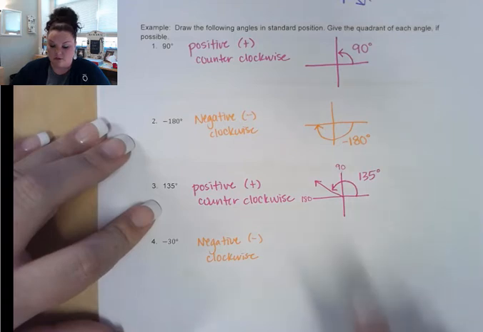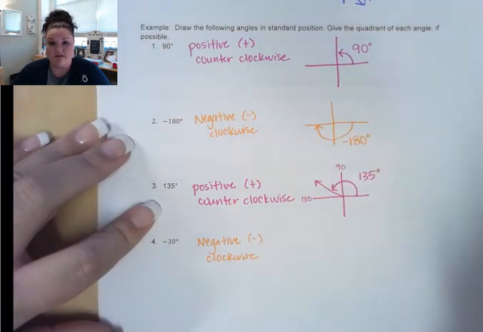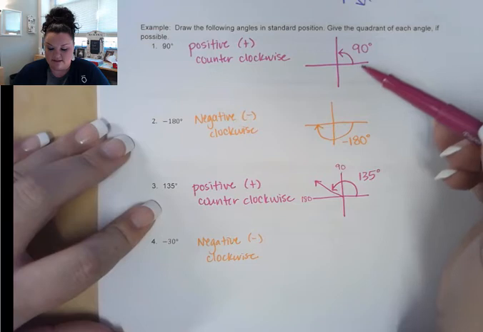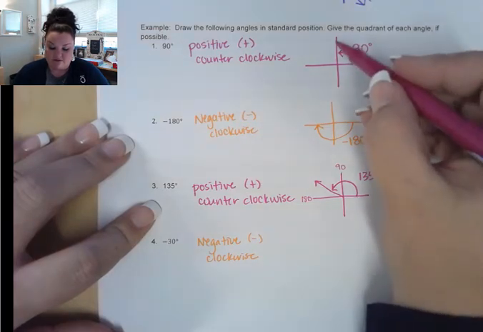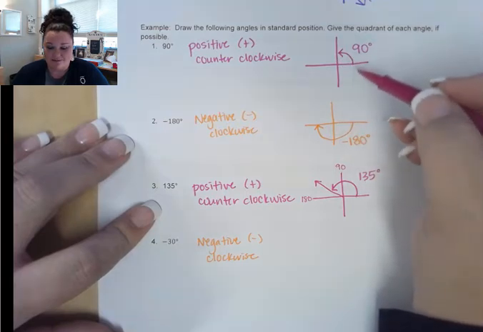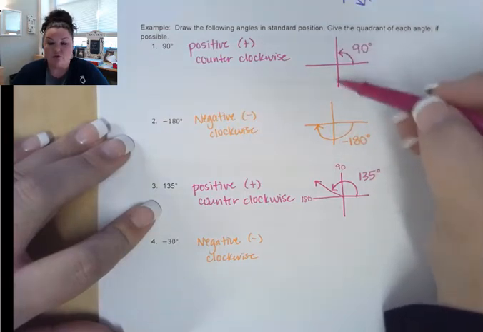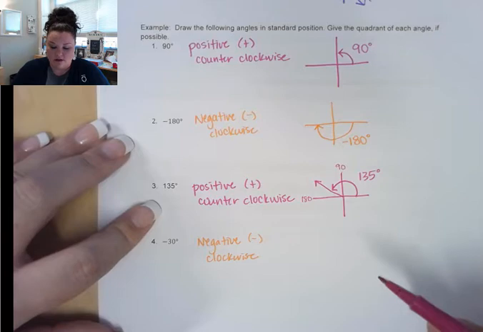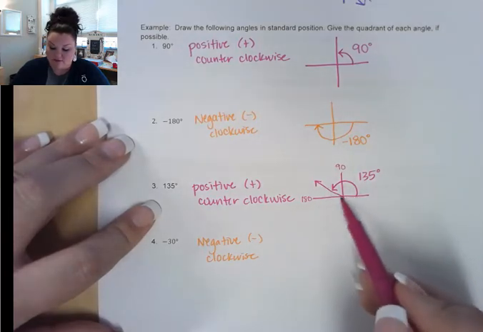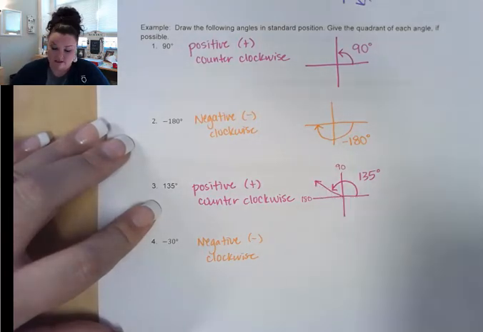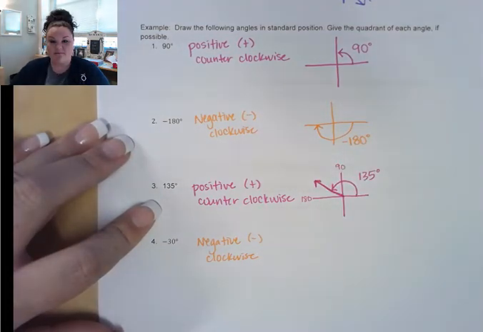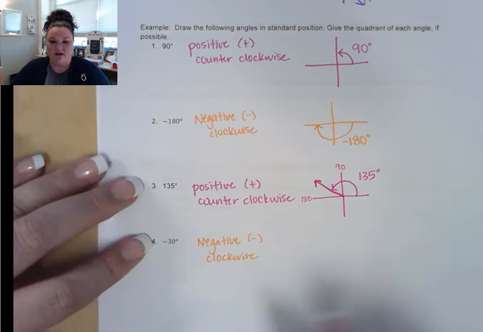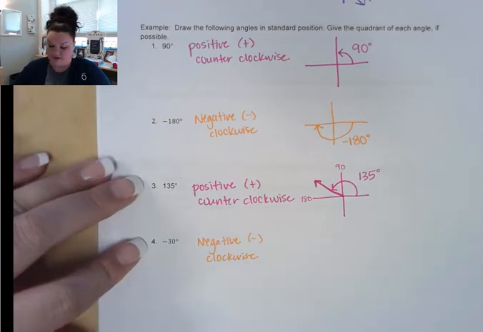Okay, so if it's one of these nice quadrantal angles, meaning it's 0, 90, 180, or 270, we don't actually have to draw in the terminal side, because it's already there. It's already drawn with the XY axis. But here, with 135, we didn't have the terminal side shown, so we had to go ahead and draw that in. Okay, that makes sense?